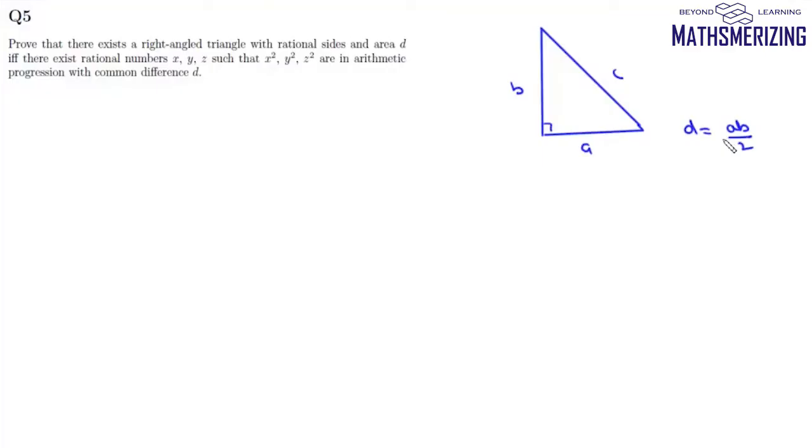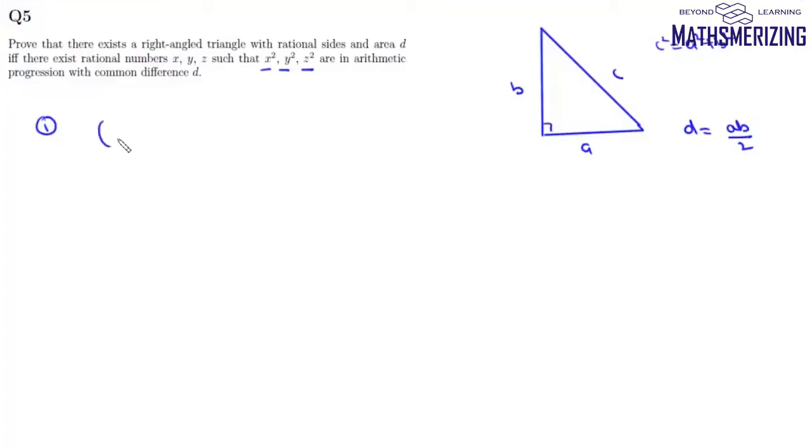Now we need to find three rational numbers x, y and z such that x square, y square and z square are in AP. Now c square is a square plus b square. One of the methods of solving this question is to show that there exist three rational numbers x, y and z such that x square, y square and z square are in AP.